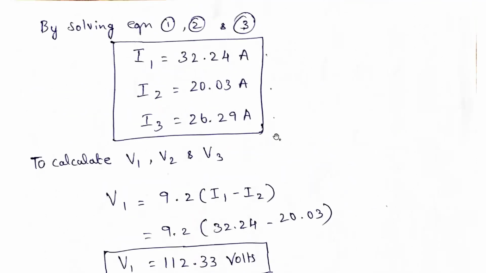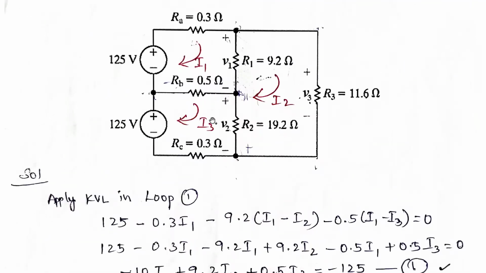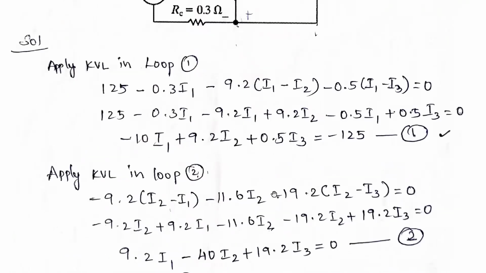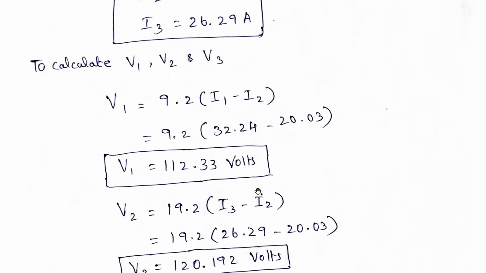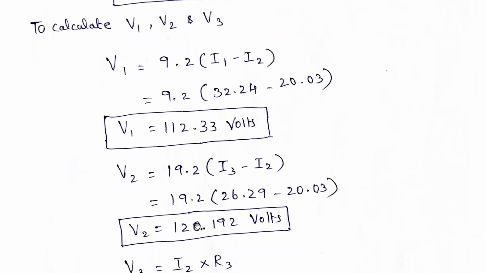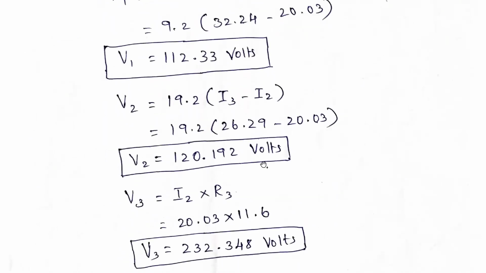Similarly, we are going to find out V2. V2 is very easy. V2 is nothing but I3 minus I2, into this R2. V is equal to I into R. So the current flowing through this R2 is I3 minus I2, into R2. That's all. I3 and I2 we already calculated. Just substitute here and we can easily find the answer. After substituting I3 minus I2 into 19.2, we'll get the answer as 120.192 volts.